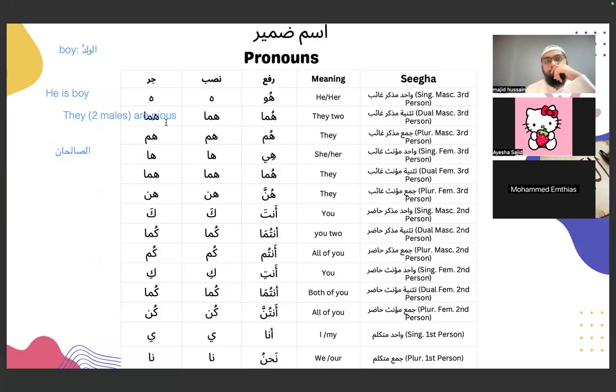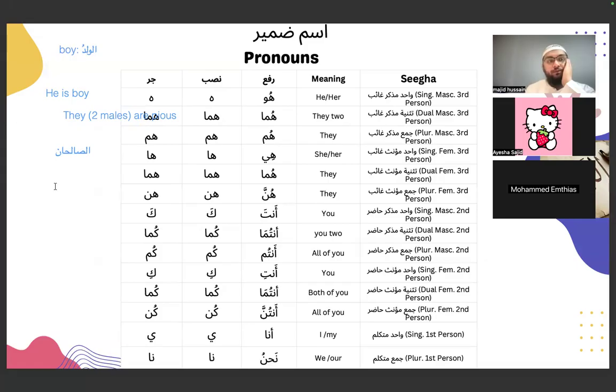Huma salihan. Remember the state of nasab when you talk about dual. So when we say huma, two males, salihun will also change to dual. So salihun, salihani. Okay. The first table we did. So it will also start changing then.